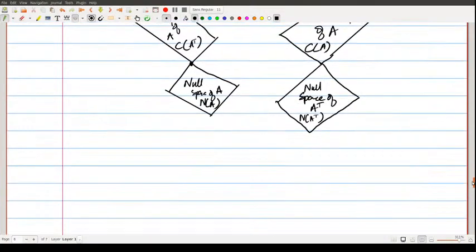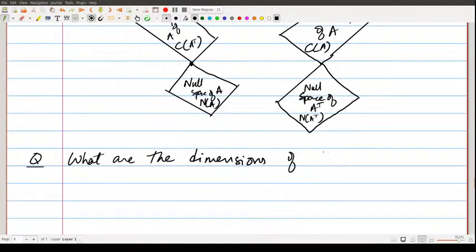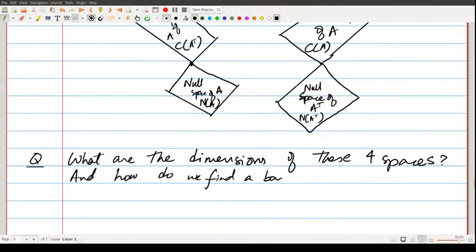And so now we can ask a natural question. We were discussing spaces and their spans and bases, and so the question is: what are the dimensions of these four spaces, and how do we find a basis for each of them?